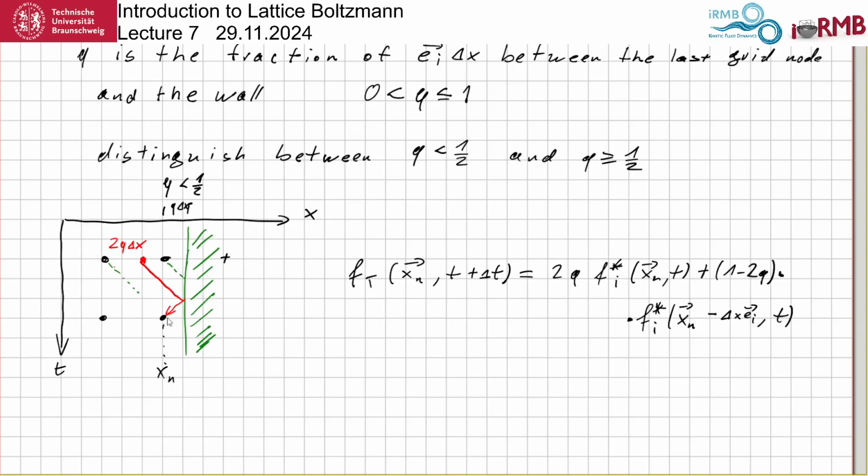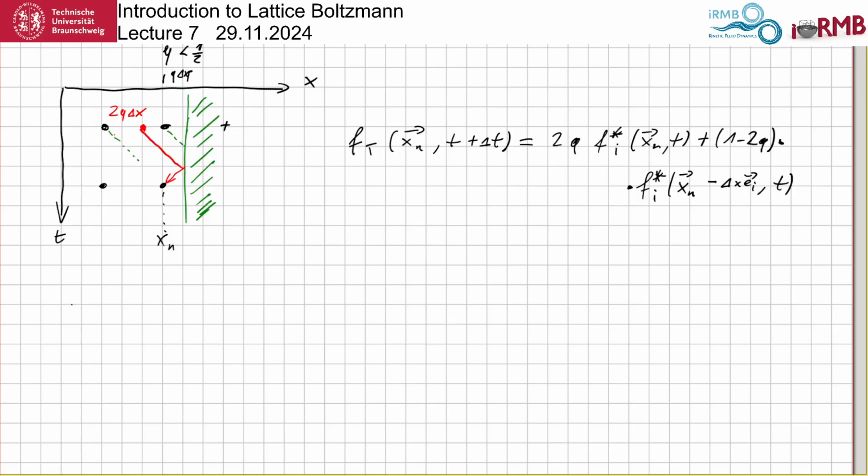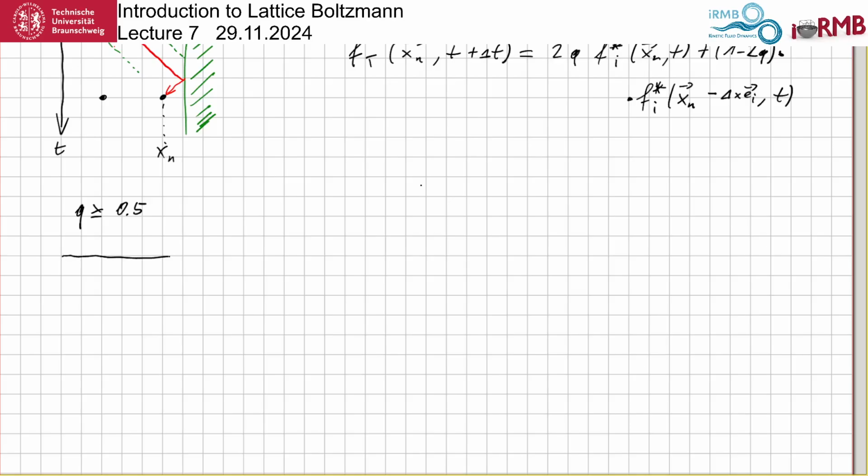If you put this line to here and go up, we would get outside these two nodes, and we would have to extrapolate and not interpolate. In extrapolation, well, we cannot be sure. It may work actually, but usually it's not stable. So then, for q larger than or equal to 0.5, he proposed something else.